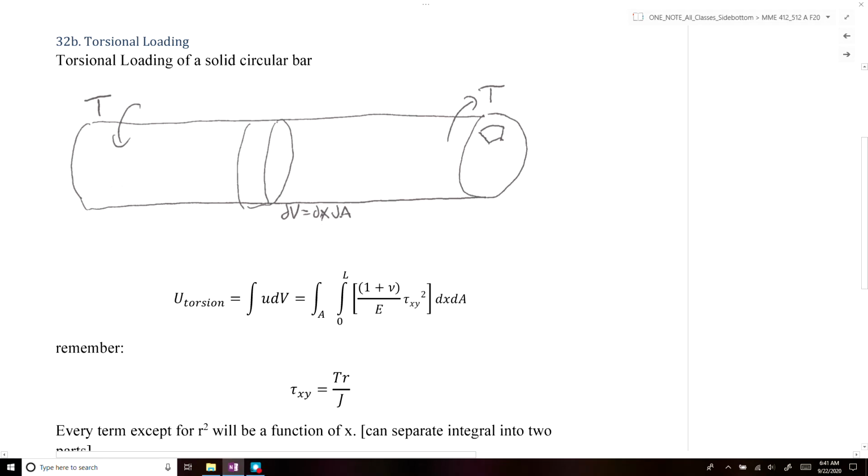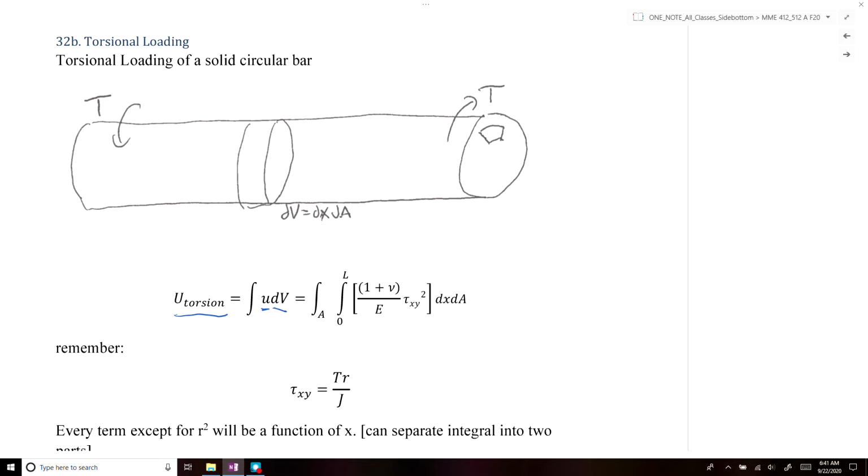So in this video we're going to determine how you can calculate the total strain energy due to torsional loading in a solid circular bar. If we are trying to find the total strain energy, we can evaluate the strain energy per unit volume times the differential volume, and we integrate that whole product.